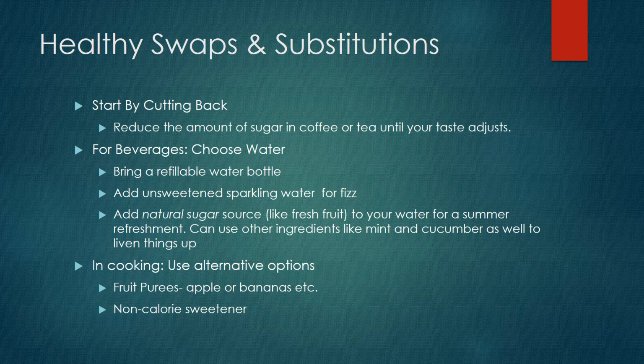Like we mentioned before, in your milks, try an unsweetened variety. In cooking, use alternative options. Reducing added sugars can be modified by using slightly less or incorporating non-calorie sweetener blends such as stevia or Splenda. Additionally, using fruit purees like unsweetened applesauce or ripe bananas can be an alternative choice. The goal is to minimize our added sugar sources.